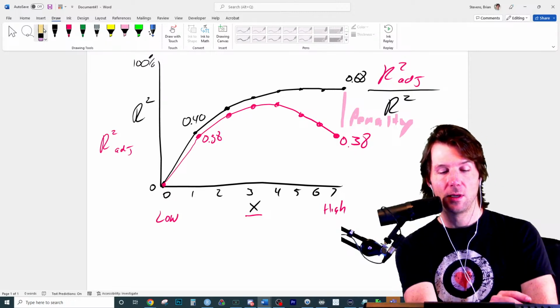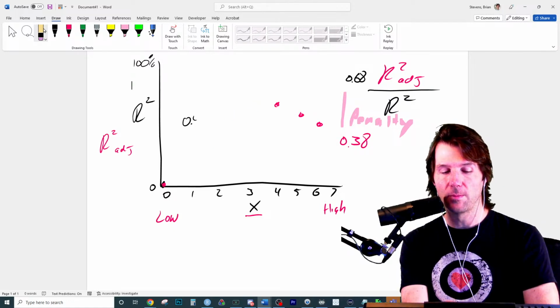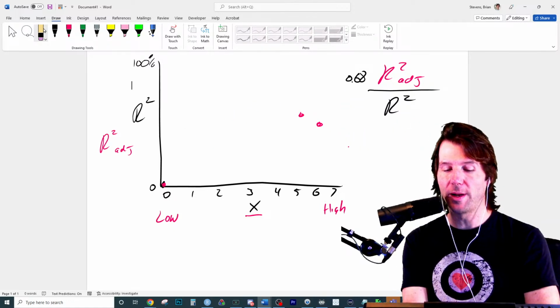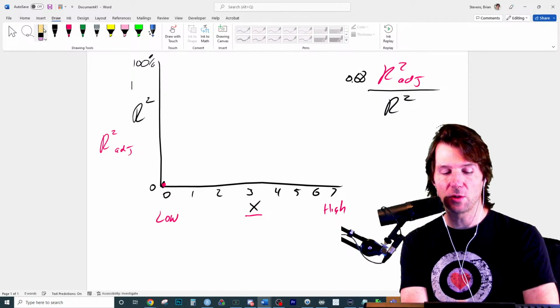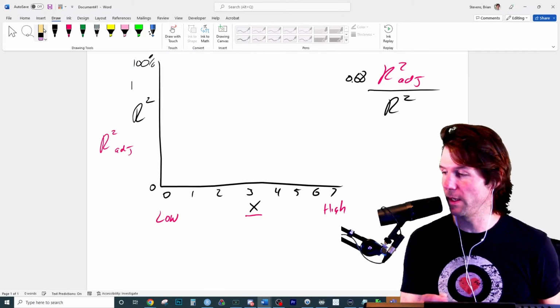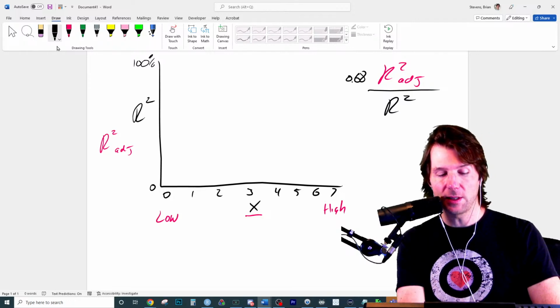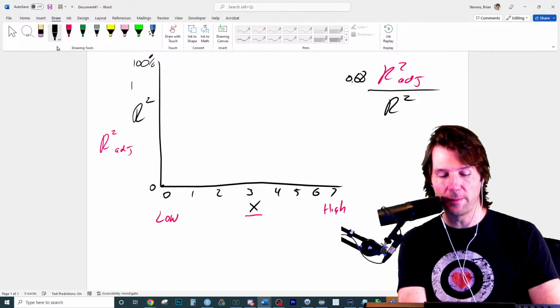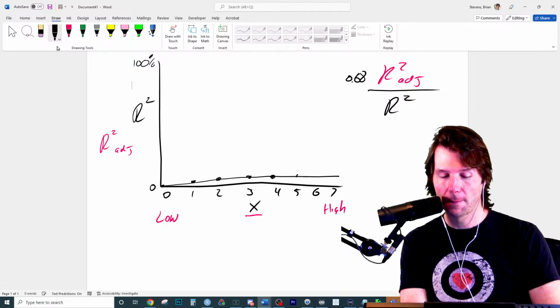What's the lowest R squared to see? What is the lowest R squared possible? The lowest R squared possible is 0. So let's say you have a model that is really, really bad, and your model is doing like this right here. R squared's lowest value is 0.